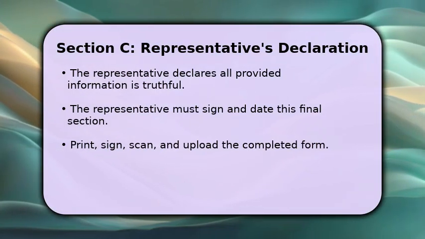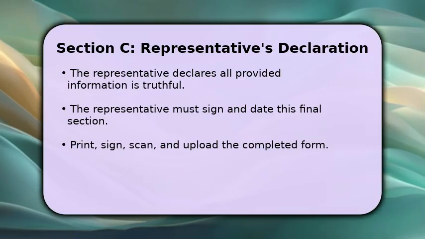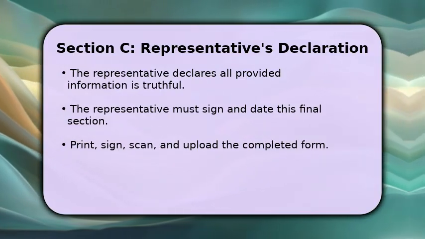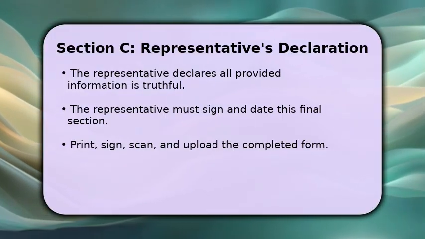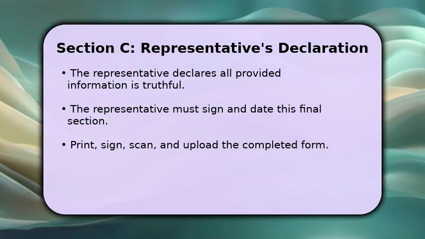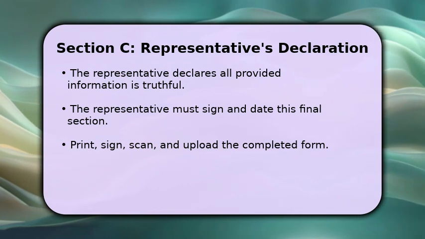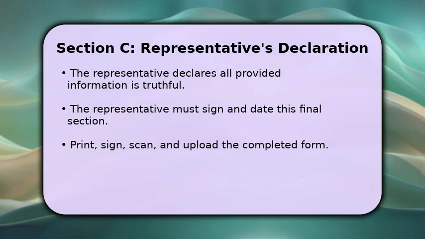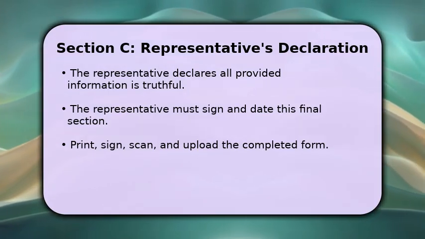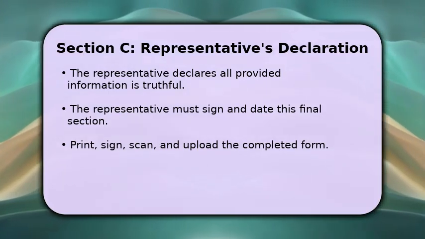Finally, Section C requires the family member representative to declare that all information provided on the form and in the application is truthful and complete. The representative must then sign and date this declaration. Remember, this form often needs to be printed, signed by hand, scanned, and then uploaded as part of your online application package.